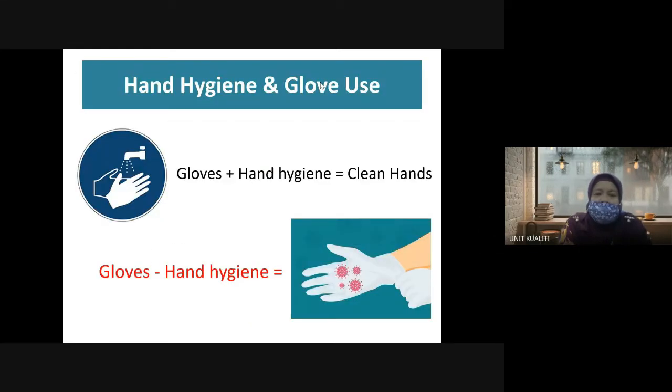Okay, if you wear gloves and do hand hygiene, of course, it will be ultimately clean hands. But if you wear gloves without hand hygiene, the gloves that you wear are still contaminated, then you can still transmit the infection to the patient.